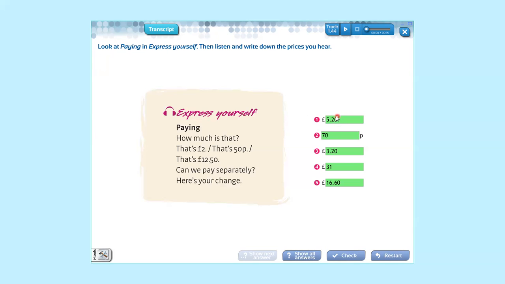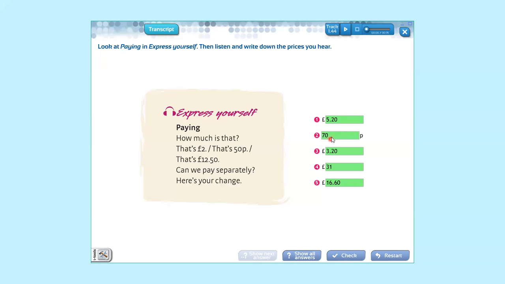Continue. What is this number? 5, 20. You can say 5 and 20 pounds, or you can say 520 pounds. Okay, the two modalities can be used.